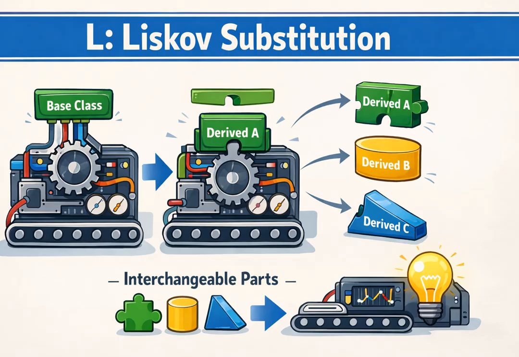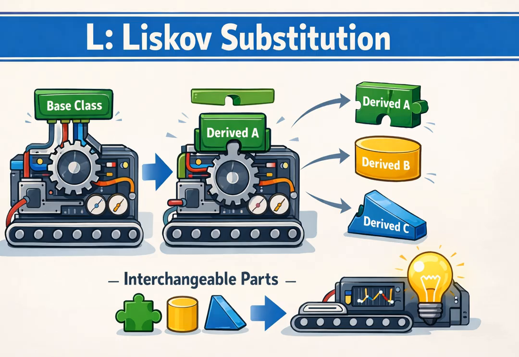A common violation of LSP is a rectangle and square hierarchy where square inherits from rectangle. If you set the width of a rectangle to 10 and height to 5, it works. But if you do the same for a square, which forces width and height to be equal, it behaves differently, breaking the expectation of the rectangle superclass. LSP ensures that inheritance is used correctly, leading to more predictable and reliable code.